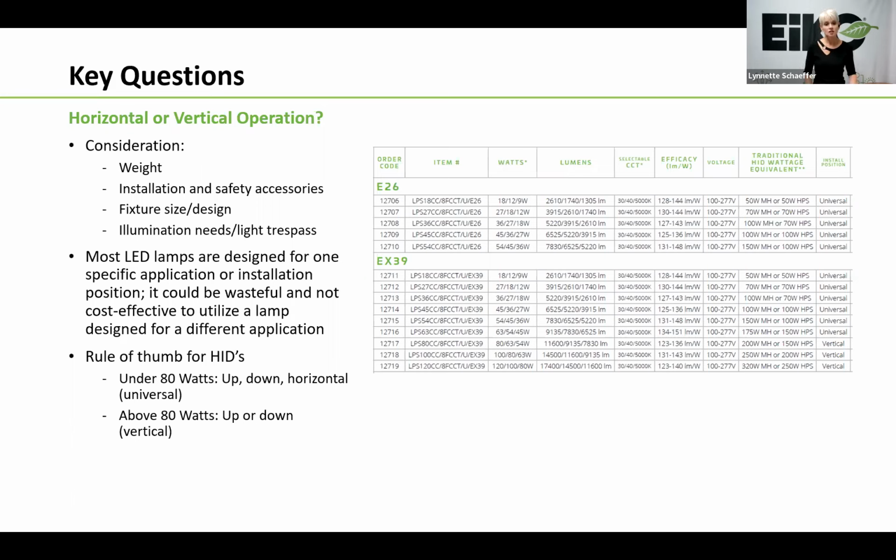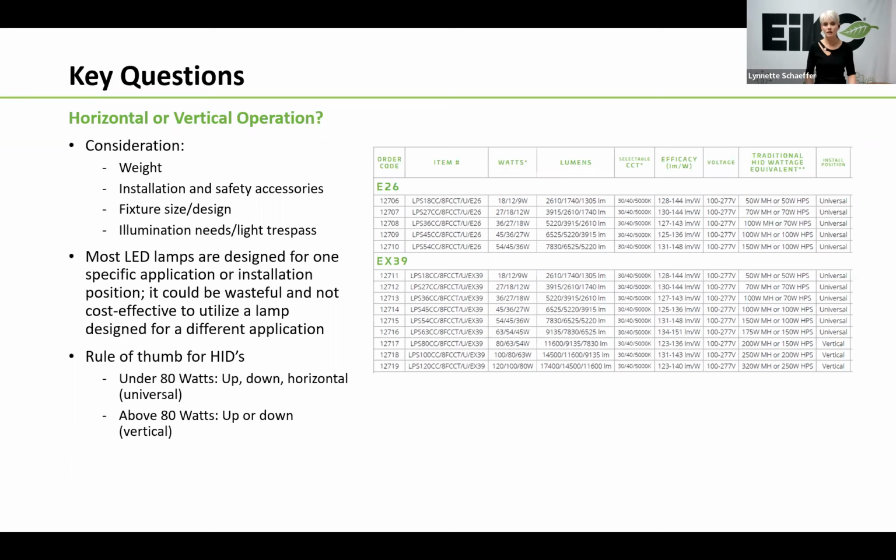And then as far as installation goes for operation, the general rule of thumb for HIDs is under 80 watts. You can use those in up, down, or horizontal position. We refer to this as universal. Above 80 watts is usually going to be up or down.